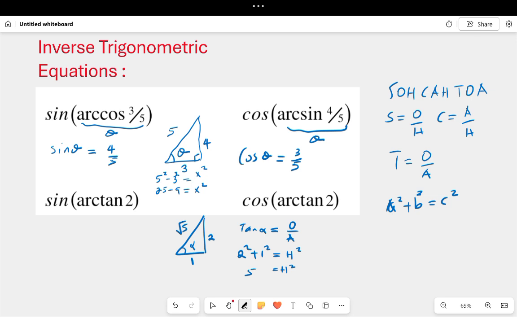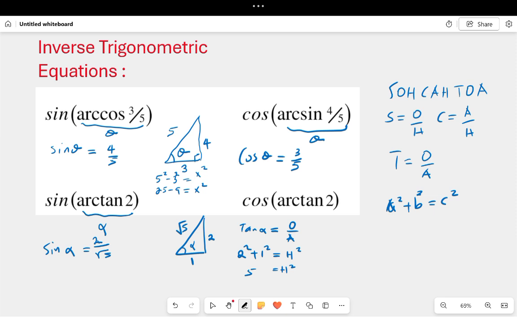Now we need the sine of arctan 2. We know arctan 2 will give us an angle called alpha. So what will be sine alpha based on this triangle here? Sine alpha will be equal to opposite, which is 2, divided by hypotenuse, the square root of 5. And therefore, this will be the answer for that, 2 over the square root of 5.